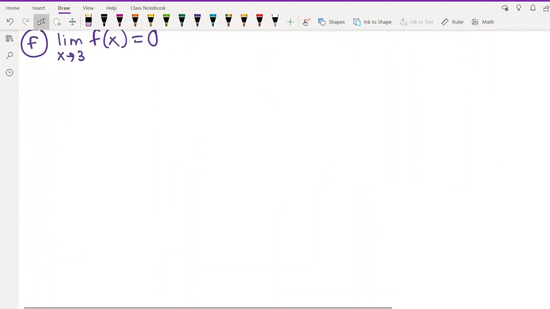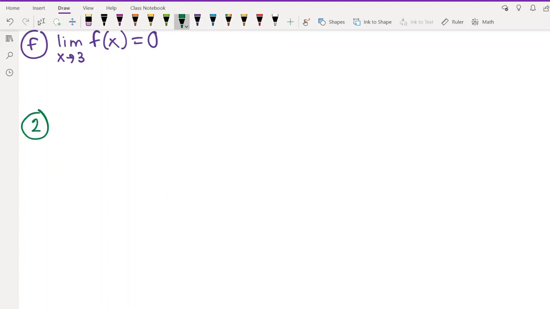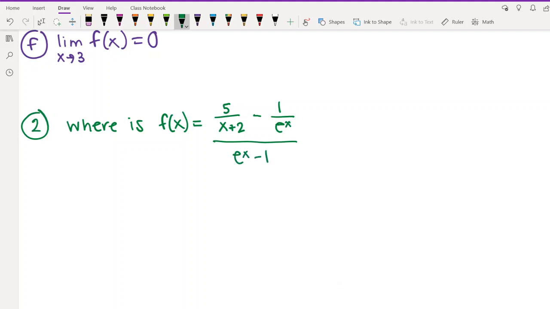Okay, so let's look at the next question. So next question is number 2. So this also has to do with continuity. This question is asking you to figure out, where is the graph of f of x equal to 5 over x plus 2, plus, minus 1 over e to the x, all divided by e to the x minus 1, discontinuous.